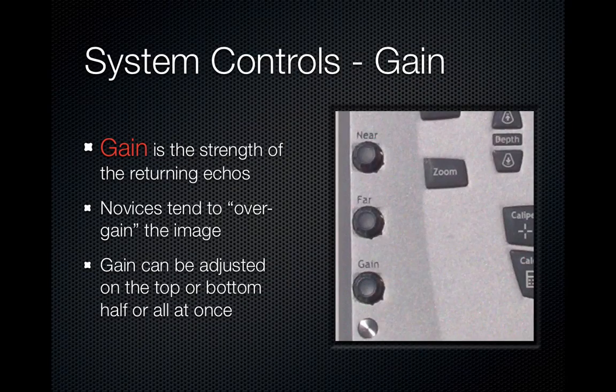The other system control that we often adjust is gain. Gain is the strength of returning echoes. People who are new at ultrasound tend to overgain the image and make it too bright. But undergaining the image, making it too dark, can be equally problematic. Gain can be adjusted on the top or bottom half of the screen or all at once. The near gain knob will adjust the gain at the top half of the screen, the far gain at the bottom half of the screen, and the overall gain will adjust everything equally.